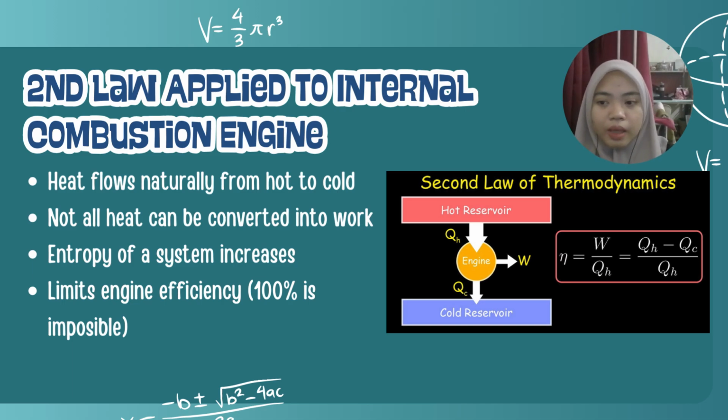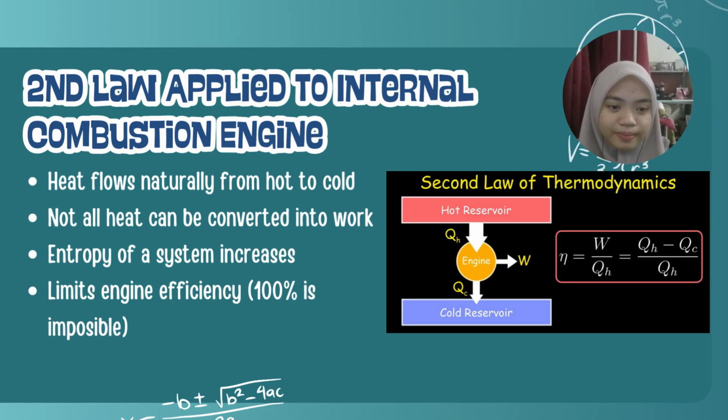Heat naturally flows from a hot region to a cold region, and it is impossible to convert all heat into useful work. In an internal combustion engine, fuel burns inside a cylinder and produces extremely high temperature heat. This heat pushes the piston downward, creating the mechanical work that moves the vehicle. However, according to the second law, only part of this heat can be converted into work, and the remaining heat must be rejected. As this happens, entropy increases, meaning some energy becomes unusable. This is why no internal combustion engine can ever reach 100% efficiency, no matter how advanced the design is.